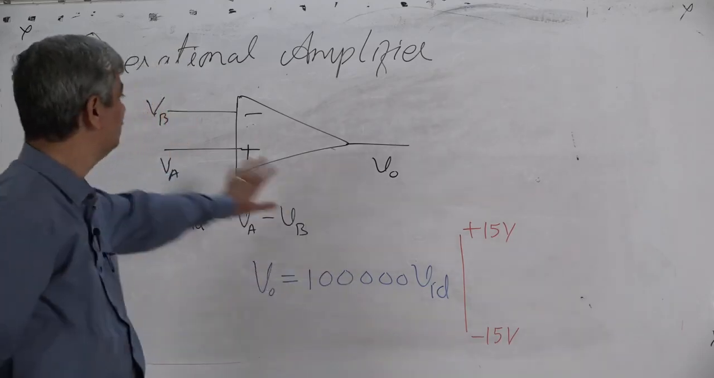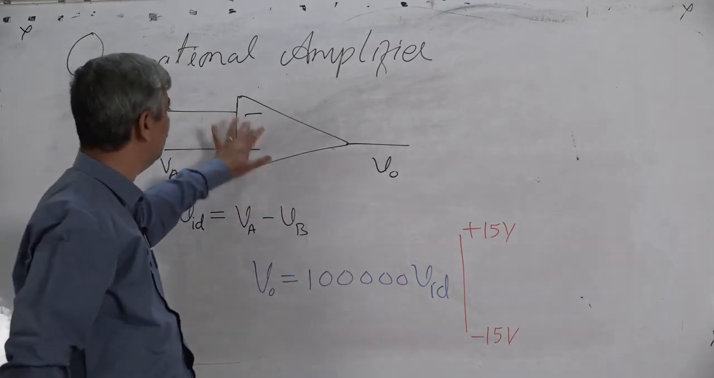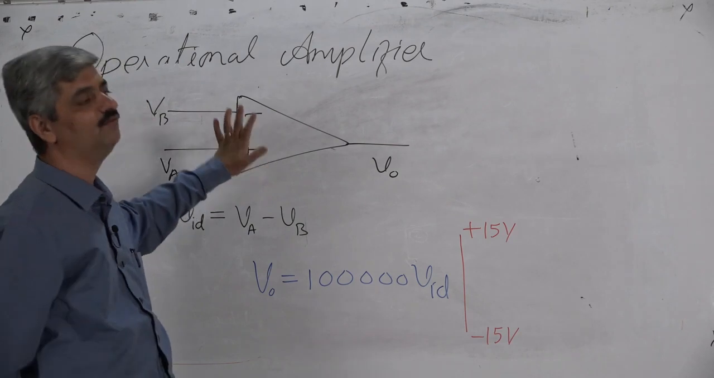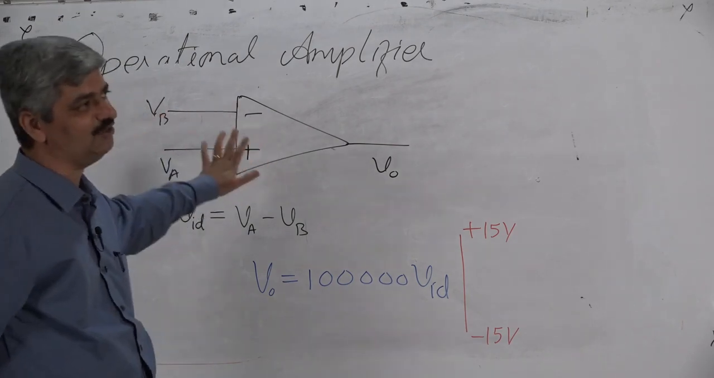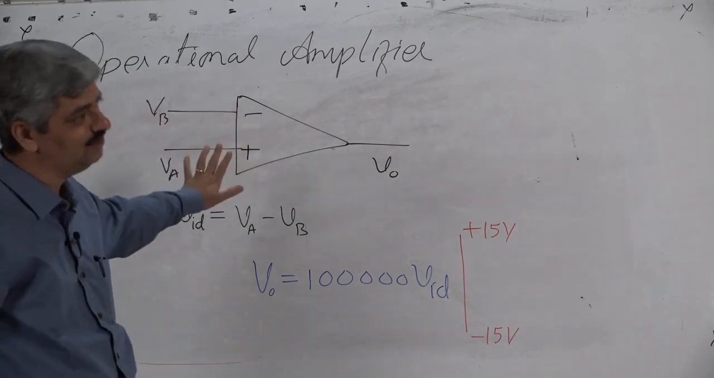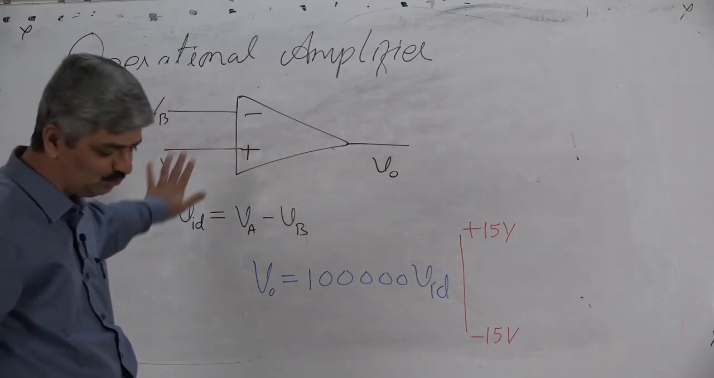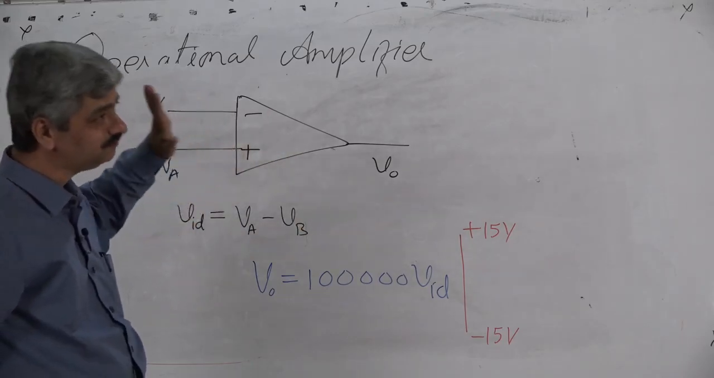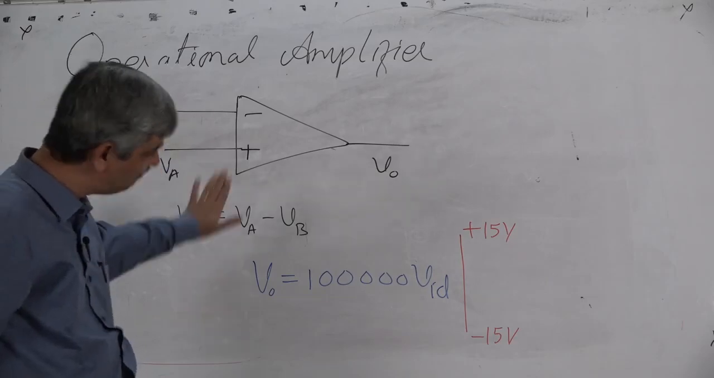So this is open loop operation of the operational amplifier. In open loop operation, the op-amp is used only as a comparator. Normally the op-amp is not used in an open loop situation. The op-amp is used with feedback.